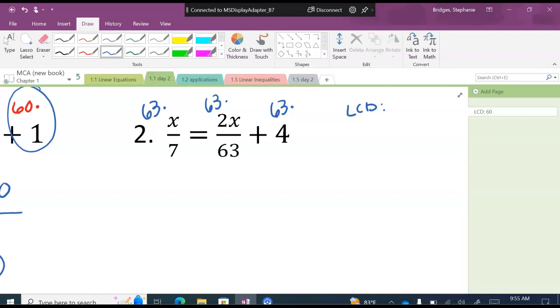The other way, if you're not using your calculator, is to ask this. How many times does 7 go into 63 evenly? 9. So that 7 disappears, that 63 turns to a 9, and then we multiply 9 times x, which gives us 9x, which if you did in your calculator 63 times 1/7, you should still get what? 9. Keep going.